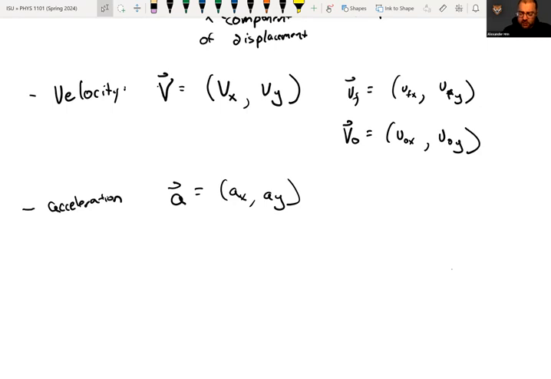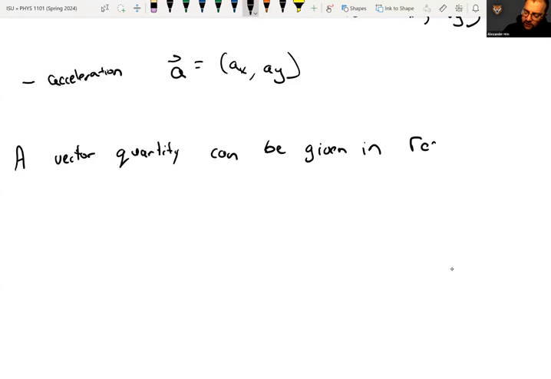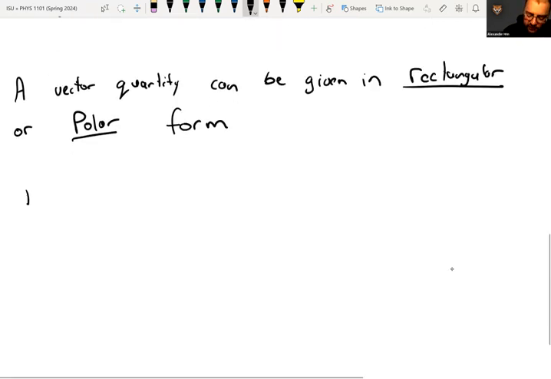Now, this is going to be a bit of review, but I do want to go over it. And the idea is that a vector quantity can be given in rectangular or polar form.